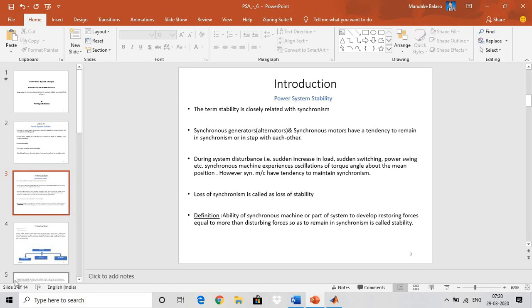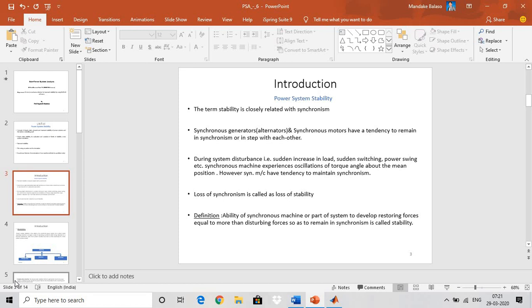But if after the occurrence of the fault the system becomes unstable, then we can say that the power system stability is absent. That means if there is a loss of synchronism, there is a loss of stability. The definition of stability is the ability of a synchronous machine or part of the system to develop restoring forces equal to or more than disturbing forces so as to remain in synchronism.